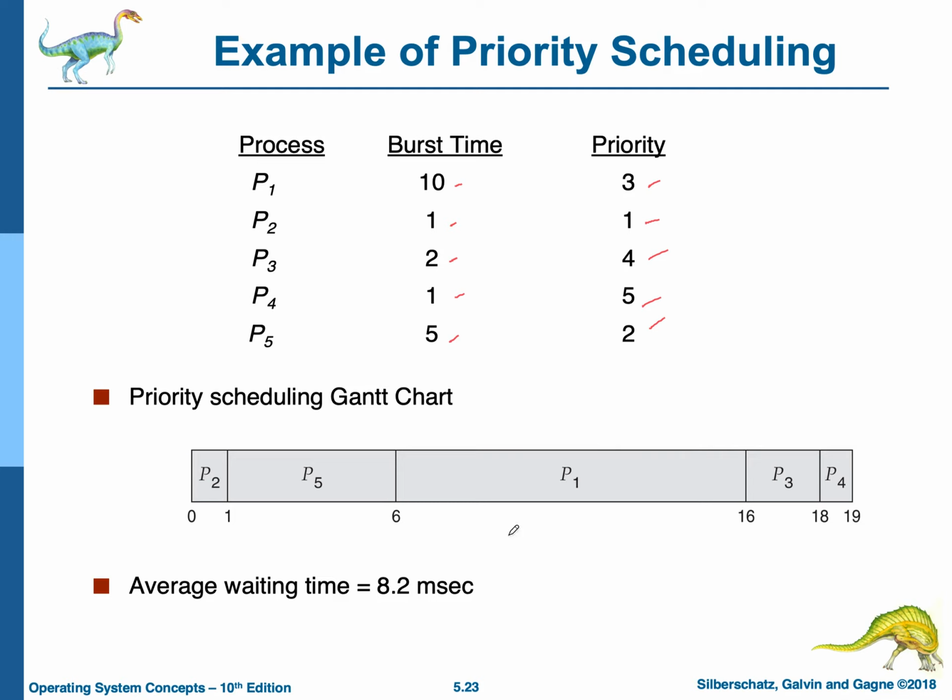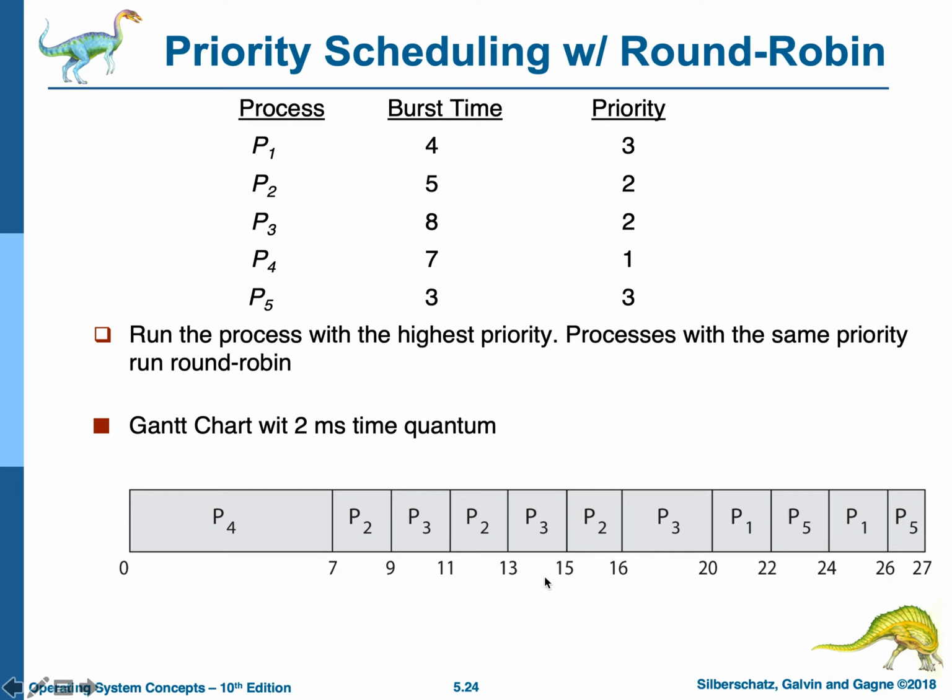So average wait time, if we add this wait time, maybe later on you can add the arrival time also, which may have a big impact on this average wait time. But if we are not considering arrival time, then we would say that the average wait time is 8.2 milliseconds. So the arrival time is excluded in this average. If we add arrival time, then this might be minimized, not sure. Okay, and then priority scheduling with round robin.